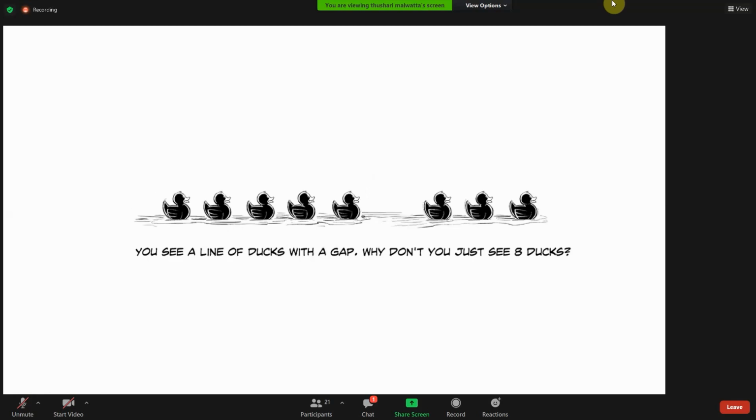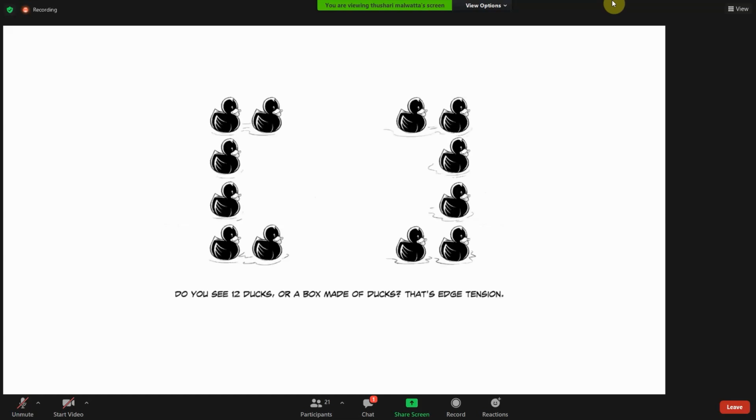You see a line of ducks with a gap. Why don't you just see 8 ducks? This pattern creates a line. And what about this? You see a square.